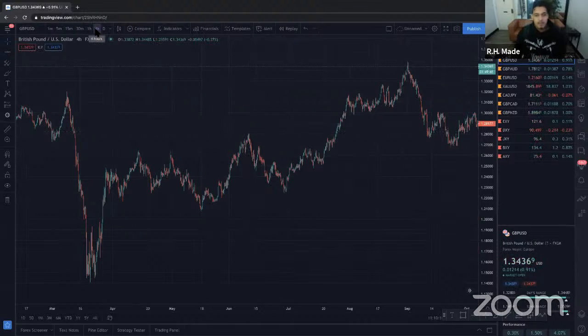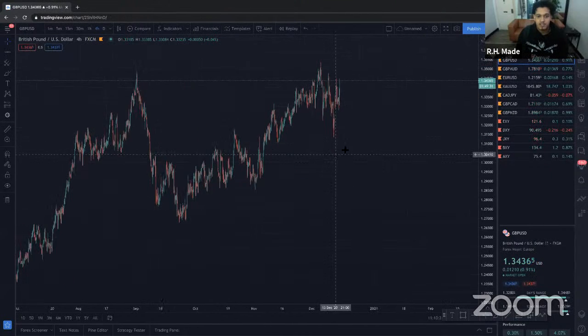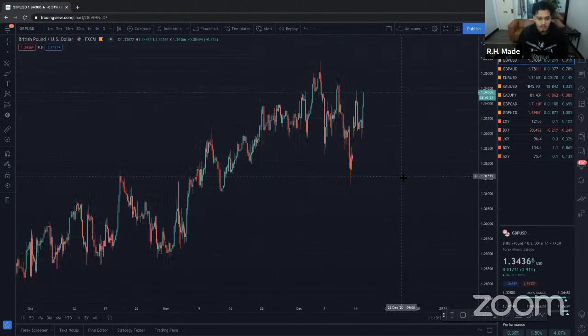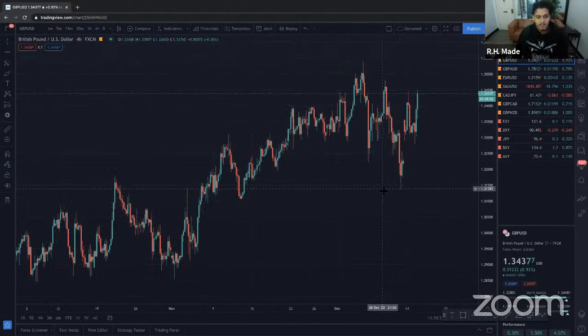I recommend finding your support and resistance on a higher time frame. Anywhere from 1 hour is okay, but I personally don't use the 1 hour too much. I like to find my support and resistance on the 4 hours and up. That's just a personal preference.